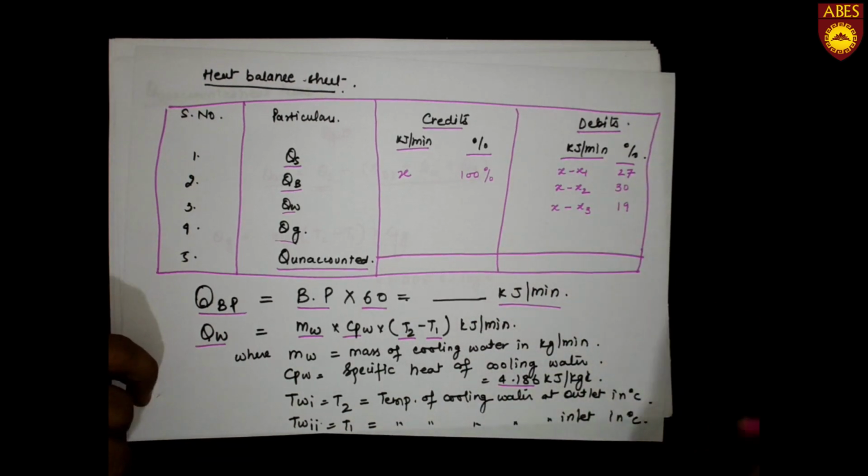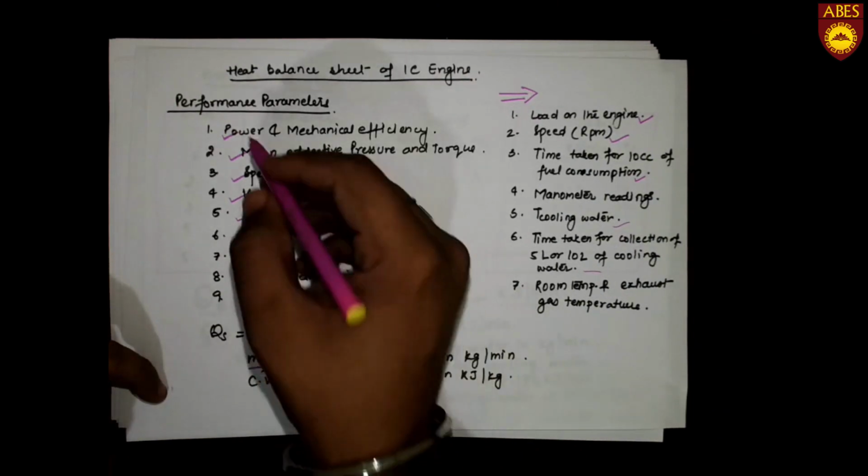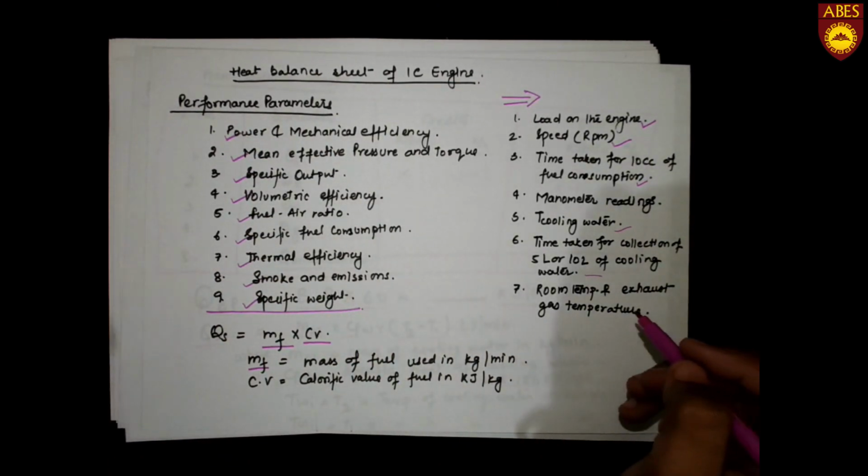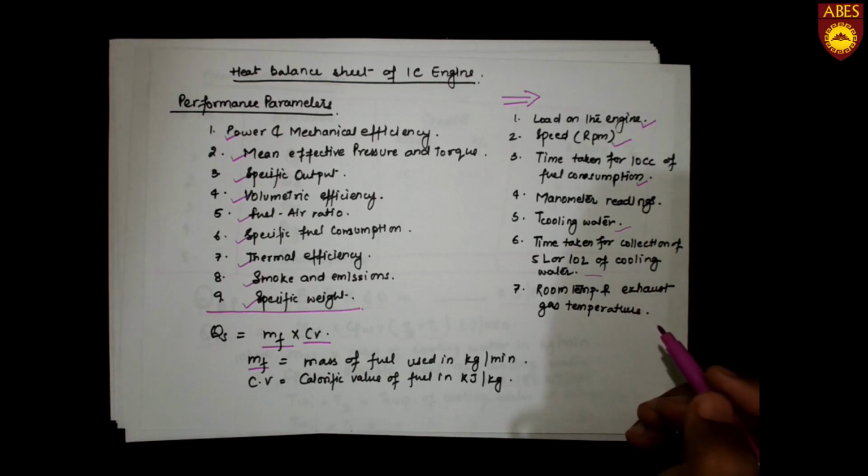And as far as the performance parameters are concerned, these 9 parameters are the basic performance parameters on which any engine is supposed to be evaluated. So in the next class we will discuss the different parameters of the performance analysis and the emission analysis of IC engines. Thanks for listening.